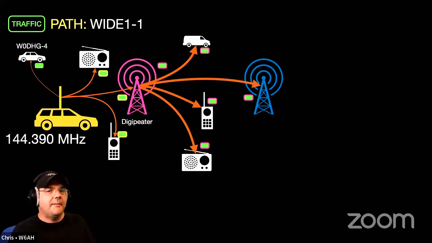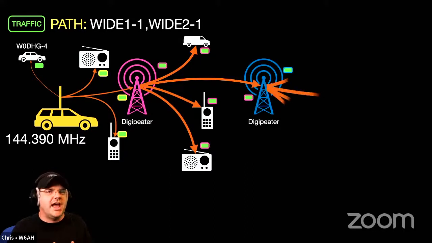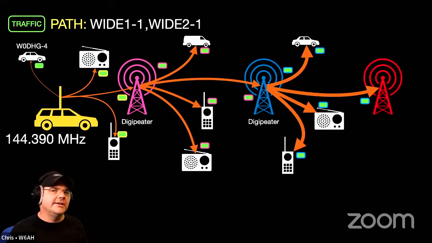Likewise, if you send out with your path initially written as WIDE 1-1, WIDE 2-1, and your packet is received by yet another digipeater, here the digipeater listed in blue, the blue digipeater, this second one, would once again change the packet. It would change the wrapper, not the message, but the wrapper around it, and it would send that packet on. What do you think would happen if you changed it to 2-2?